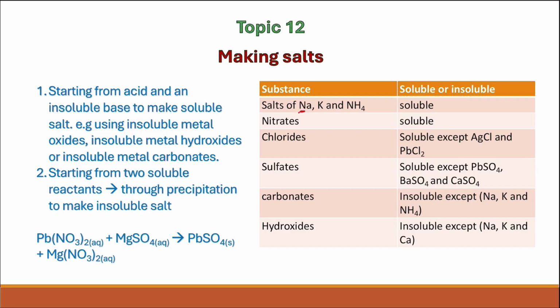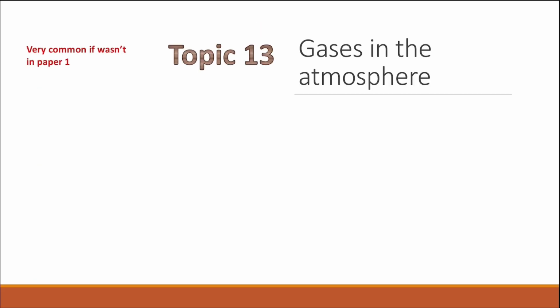All the salts of sodium, potassium, and ammonium are soluble. The nitrates are all soluble. Chlorides are soluble except for silver chloride and lead chloride. Sulfates are soluble except lead sulfate, barium sulfate, and calcium sulfate. Carbonates are insoluble except for sodium, potassium, and ammonium. And finally, hydroxides are insoluble except for sodium, potassium, and calcium.